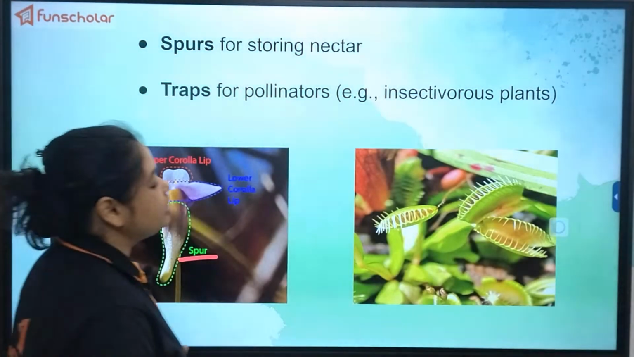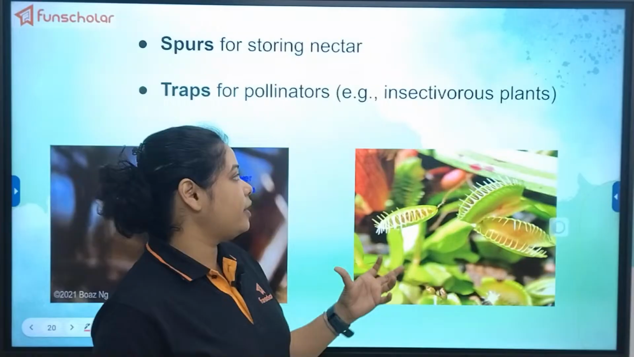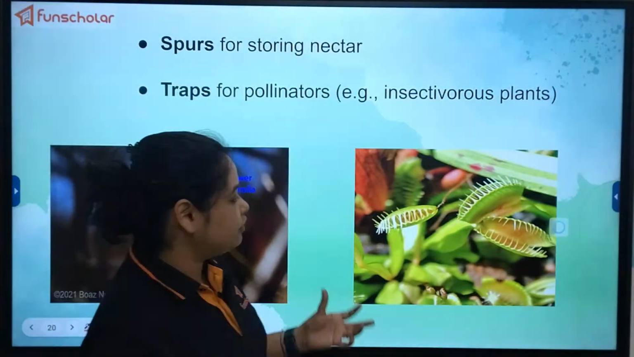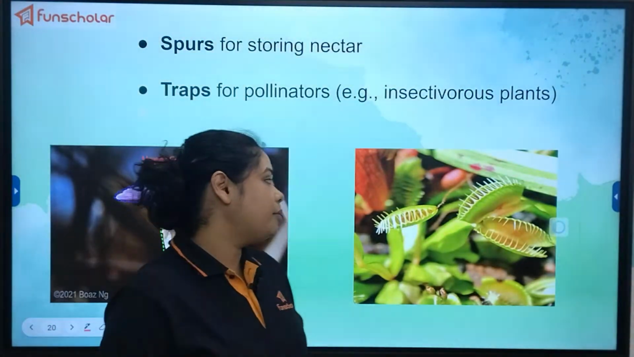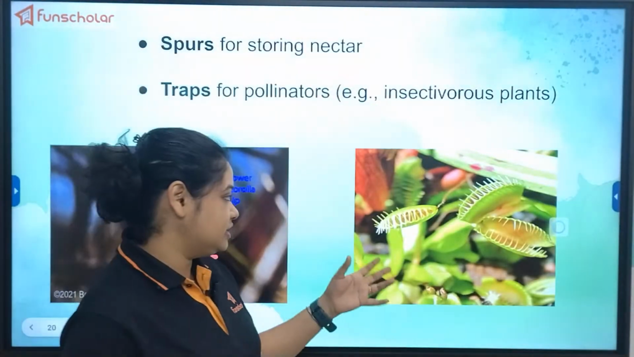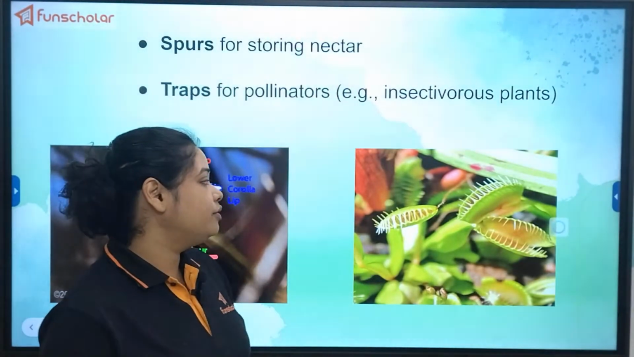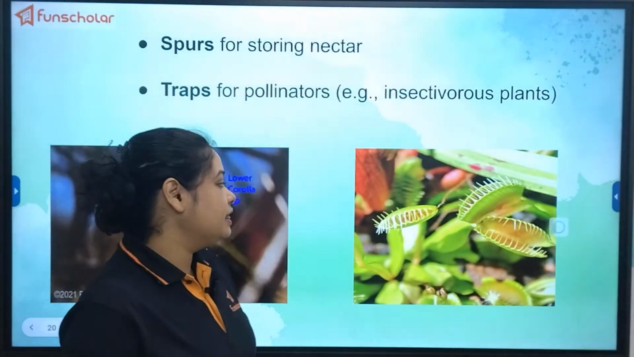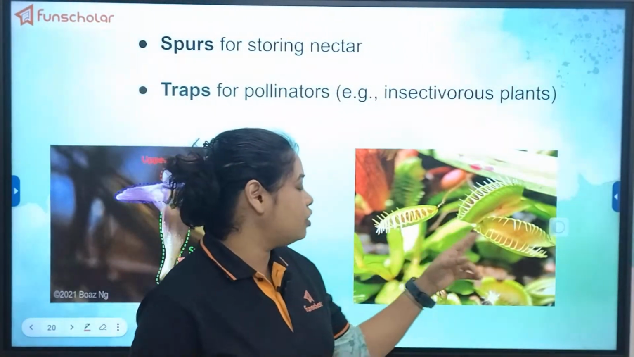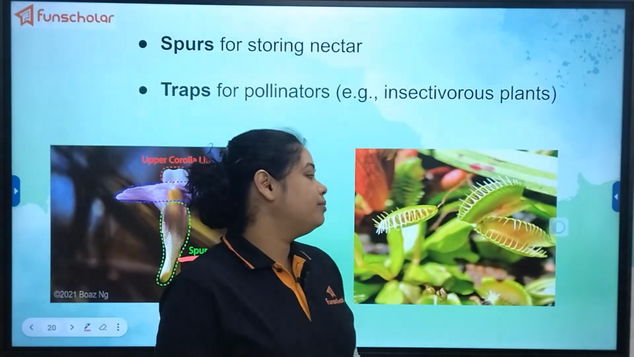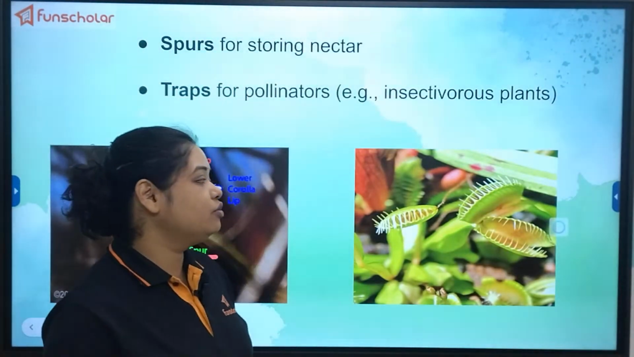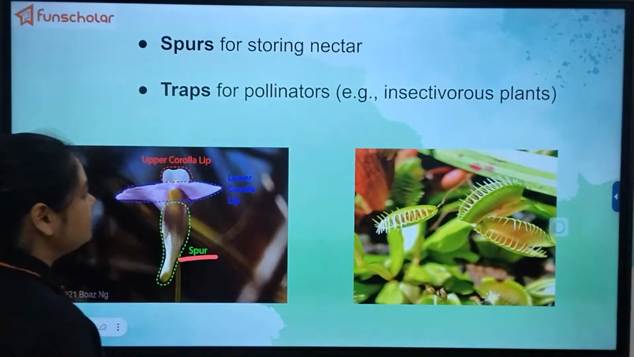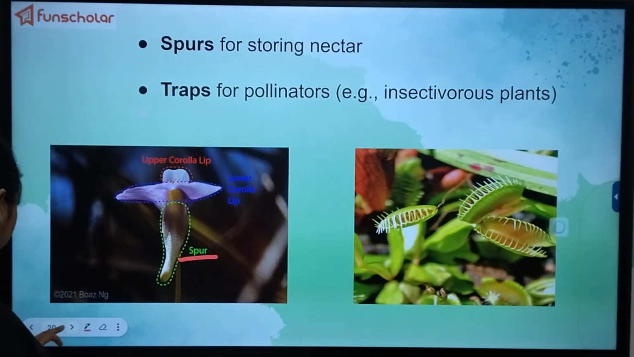Then comes the trap. Trap means in which they actually trap the insects. So all the insectivorous plants in which the petals are modified, such as this is the Venus flytrap, in which they close once the insect sits on them, and they have also got spines on the edges of the petals so that they do not escape. So that is the example.